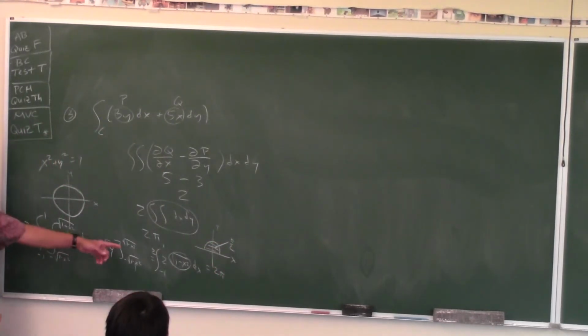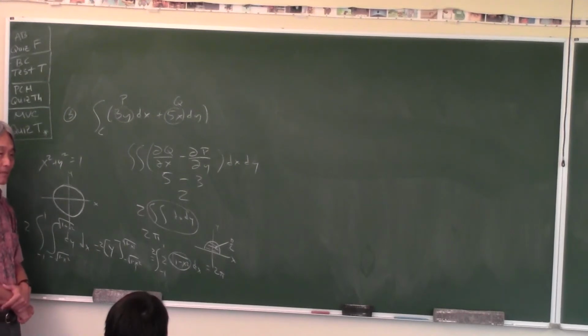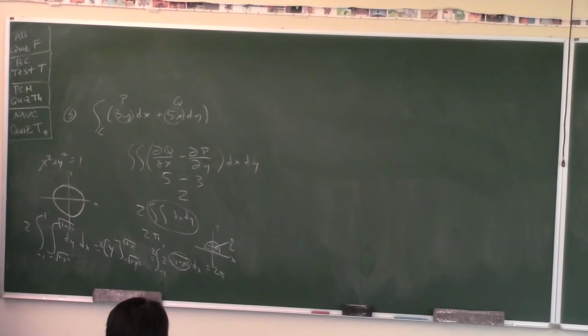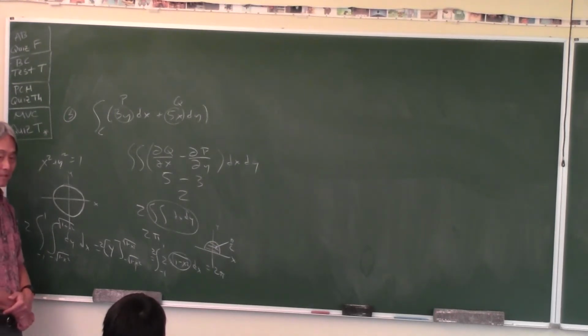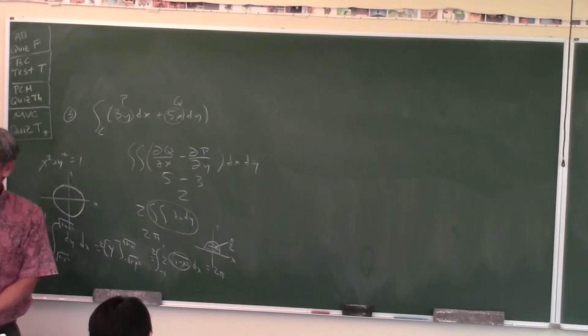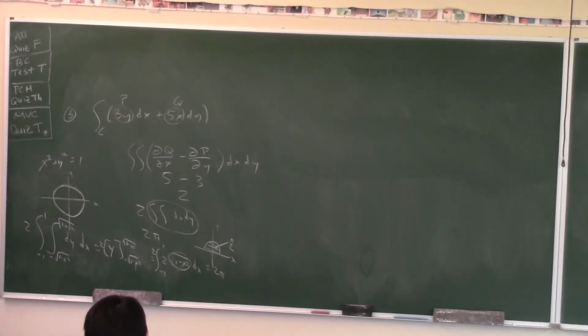Otherwise you have to do trig substitution if you don't realize that's a semicircle. And do you guys remember how to do trig substitution? x equals 1 sine theta. Okay, it's pretty easy. It's very mechanical.